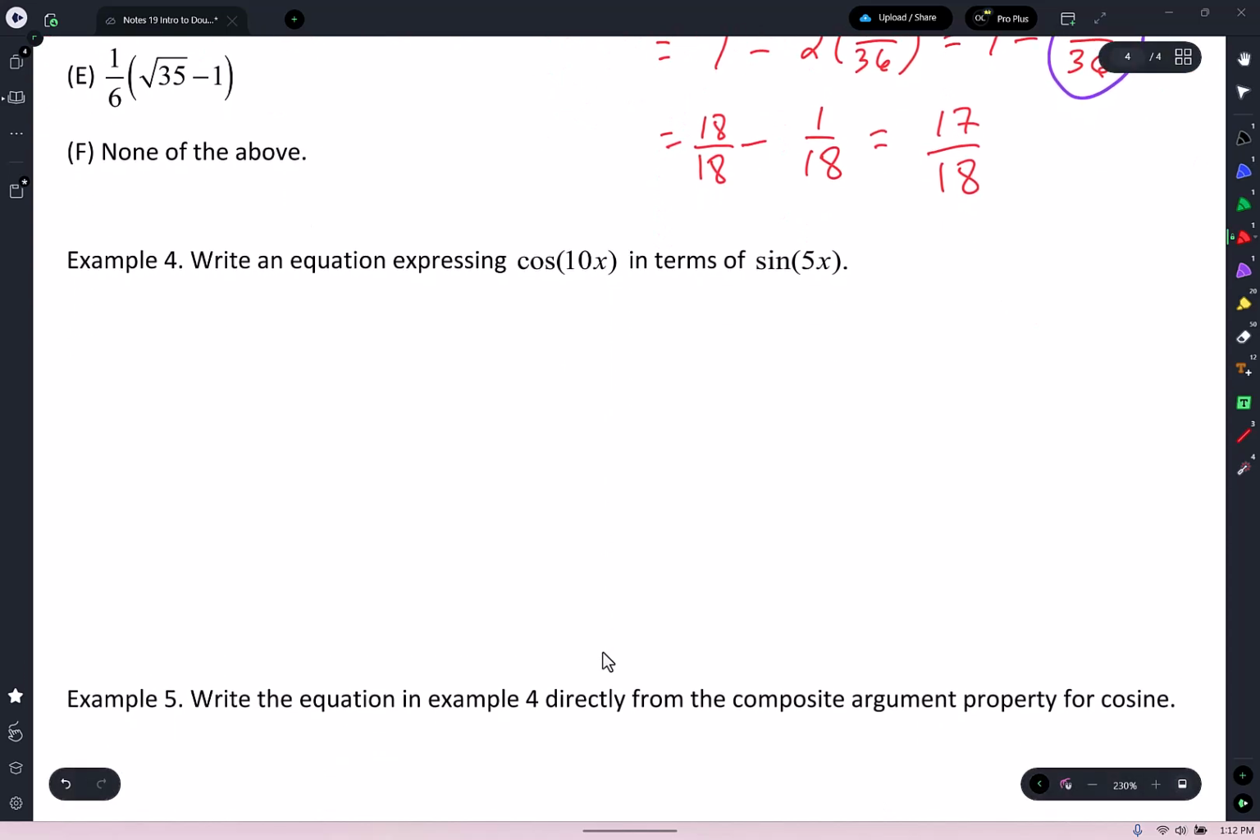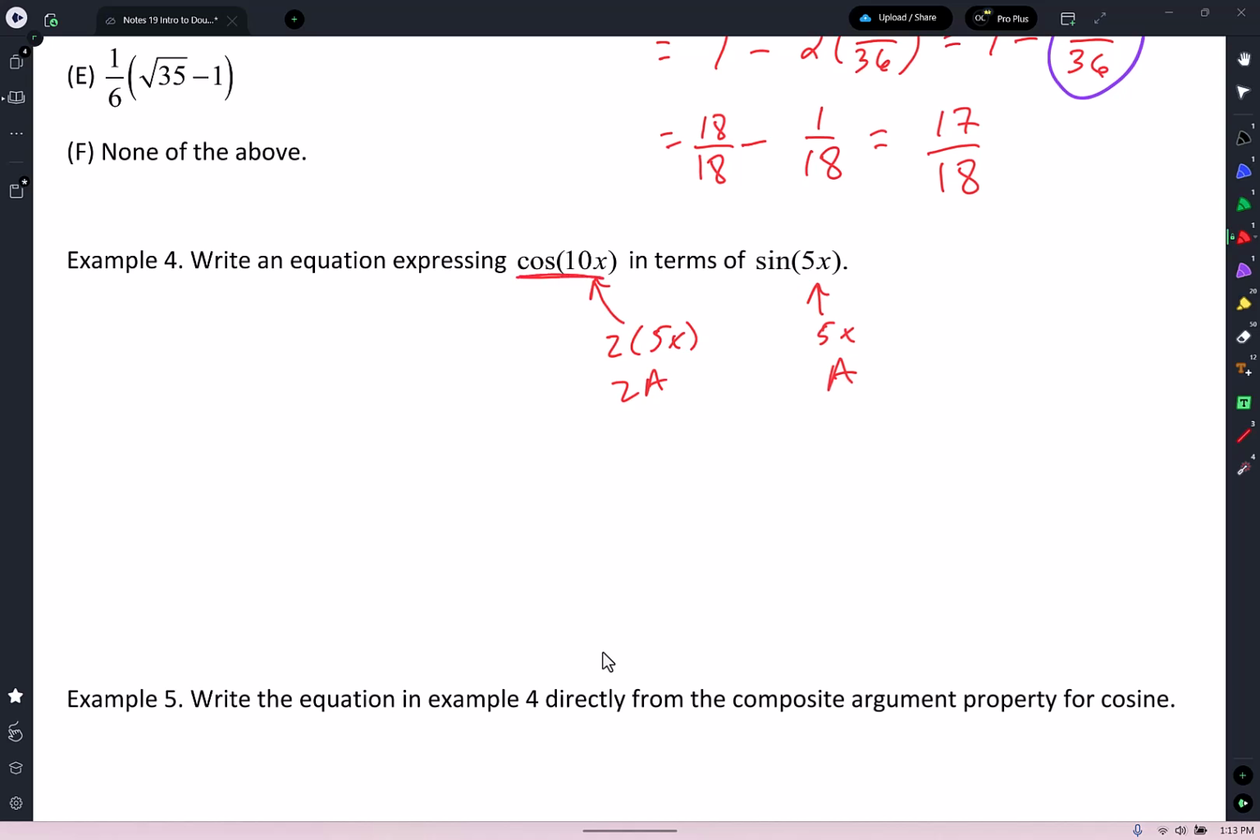Write an equation expressing cosine 10x in terms of sine 5x. All right, guys. So what they're telling you, I just want you to observe that is twice 5x, and this is like your original angle. That's just 5x. So that's like saying this guy is 2a and this guy's a. And so which formula am I going to use? Well, cosine 2x equals 1 minus 2 sine squared of x. That's the formula I'm going to use. So I'm going to write cosine of 10x, remember that's 2 times 5x, equals 1 minus 2 sine squared of 5x. That's it.